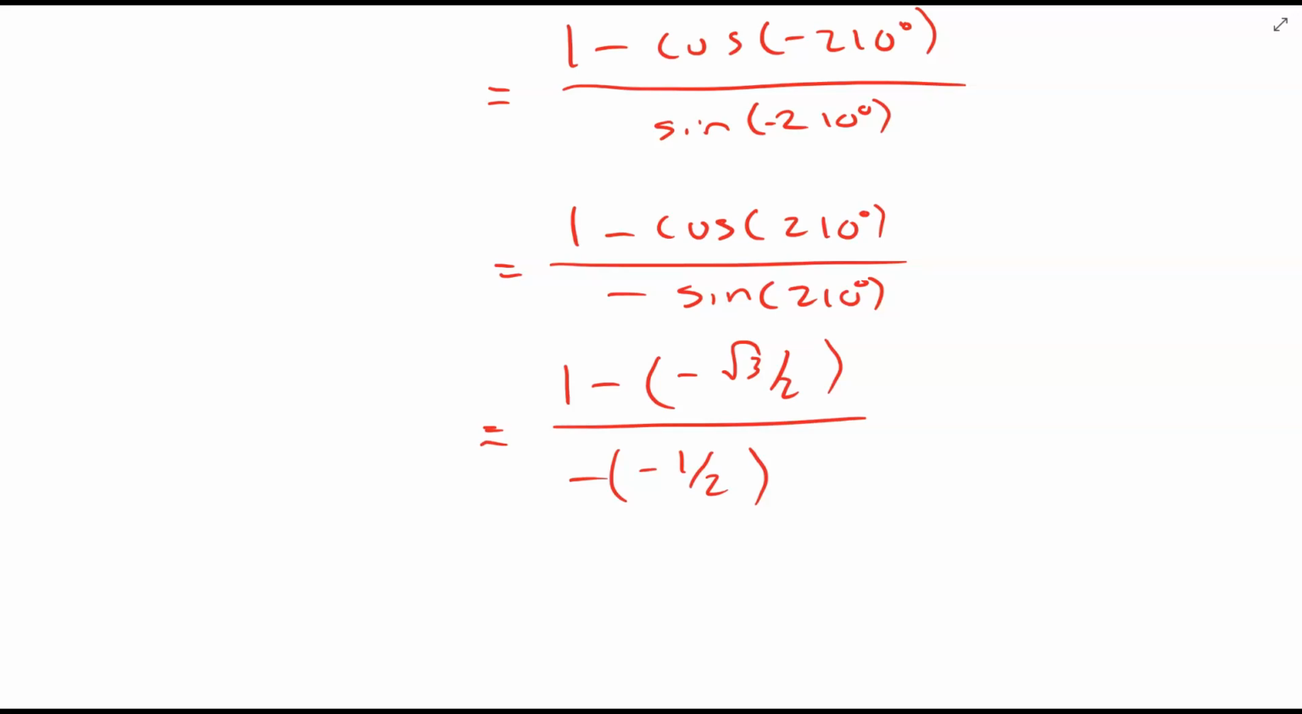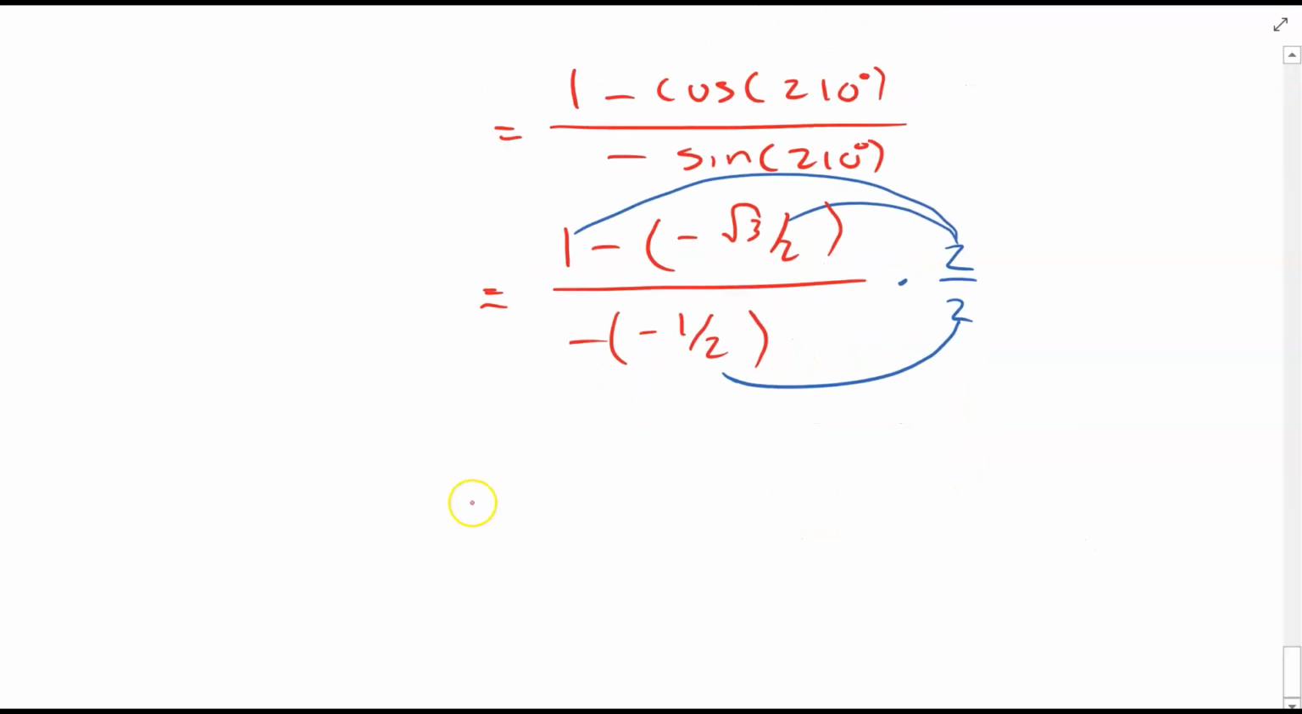Who likes the way this looks right now? Barfaroni, right? What should we do to get rid of these fractions inside of fractions? We'll just multiply the top and bottom by 2. So I have to make sure I multiply it to everything in the numerator and everything in the denominator.